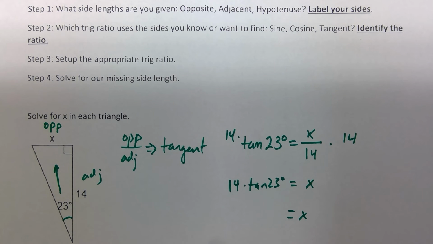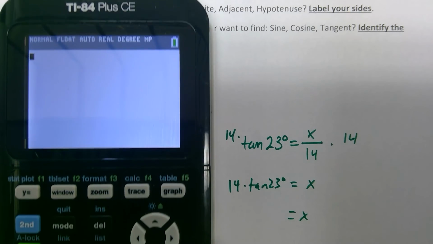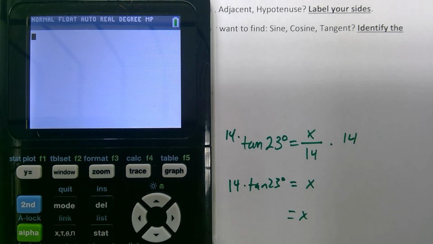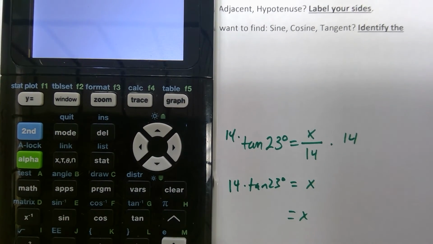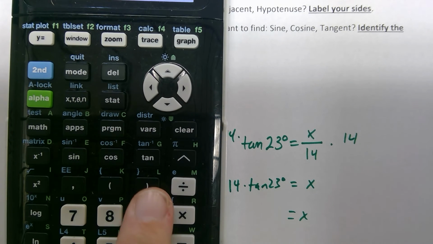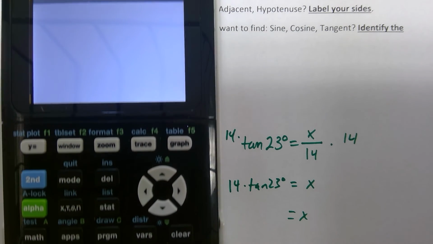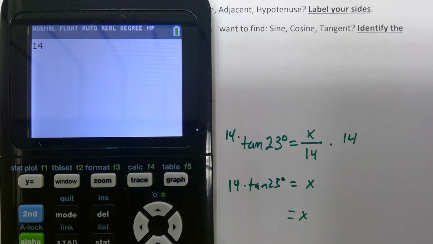Now, if we're trying to find this on the calculator, tangent is going to be right here. Just above the numbers, a couple rows, we'll see tangent, cosine, and sine. So I'm going to type in 14 tangent 23, close my parentheses, hit enter, and then I'm just going to round to the nearest tenth, so one place after the decimal.